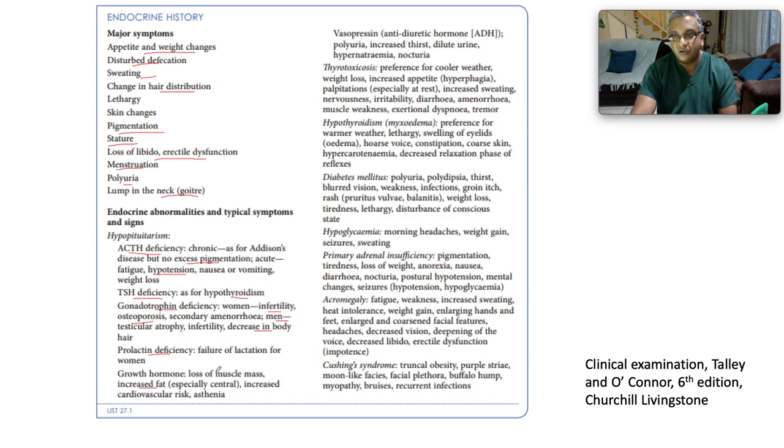So without growth hormone, you end up with increased fat, especially in the centripetal distribution, increased cardiovascular risk, and asthenia. Vasopressin comes from the posterior pituitary, otherwise more affectionately termed anti-diuretic hormone. And if you have a deficiency of this, you can have what we call diabetes insipidus with polyuria, increased thirst, dilute urine, hypernatremia, and nocturia.